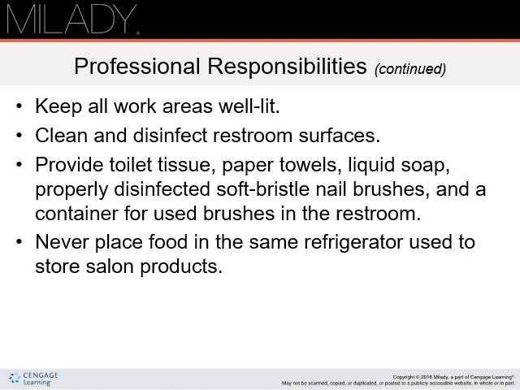Clean and disinfect restroom surfaces, including door handles. Provide toilet tissue, paper towels, liquid soap, and properly disinfected soft nail brushes, and a container for the used brushes in the restroom. Never place food in the same refrigerator used to store salon products.